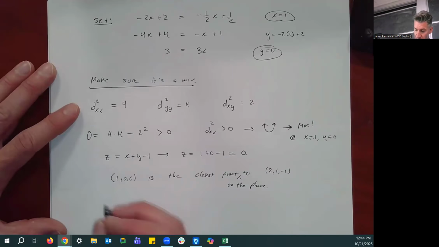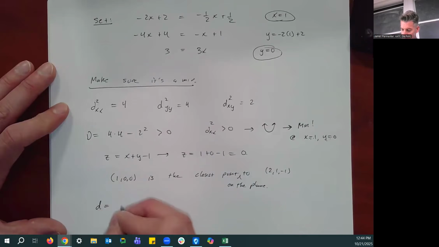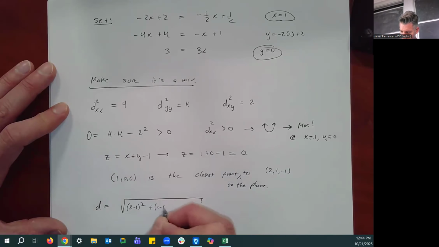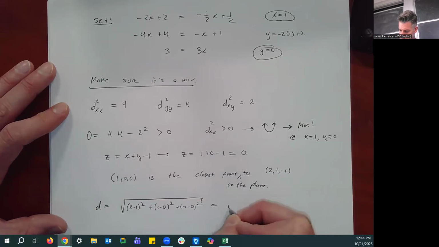So the distance between these 2 points is going to equal the square root of, well, now I have the points, 2 minus 1 squared plus 1 minus 0 squared plus negative 1 minus 0 squared, equal to the square root of 1 plus 1 plus 1, which is the square root of 3.